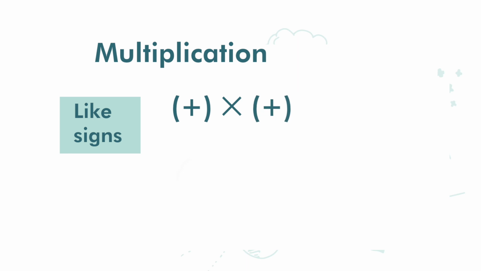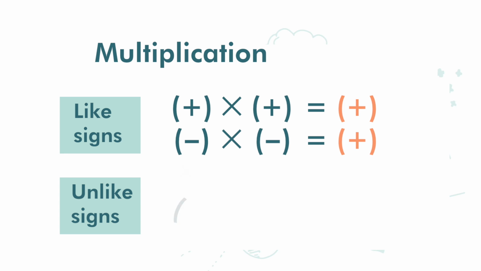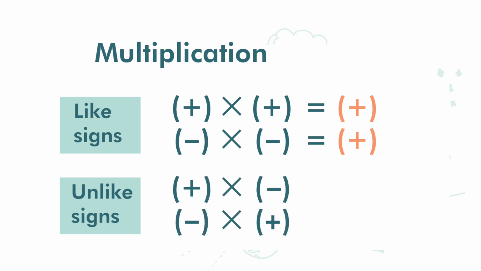Now, let's look at multiplication of integers. When we are multiplying two numbers with like signs, either positive with positive or negative with negative, the answer is going to be positive. But when we are multiplying two numbers with unlike signs, either positive with negative or negative with positive, the answer is going to be negative.